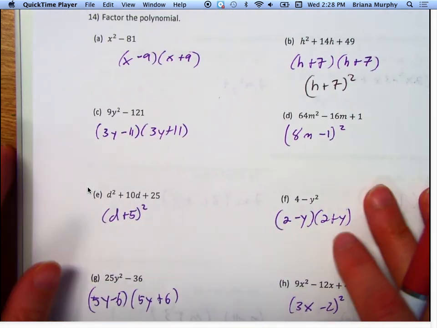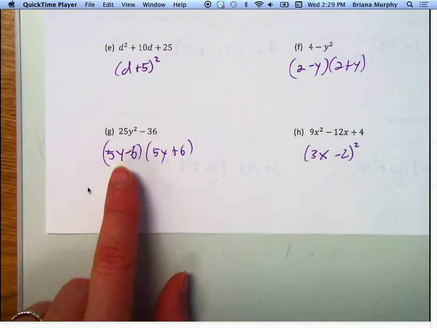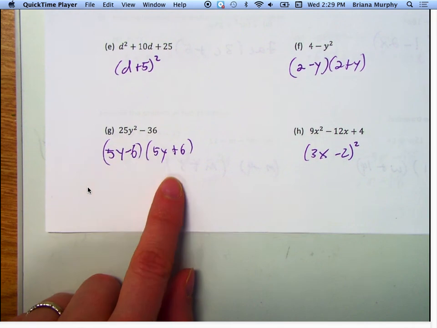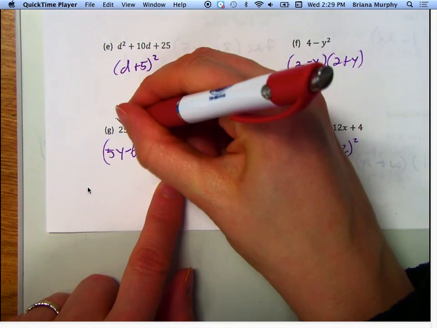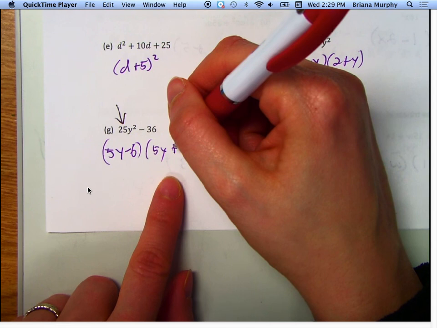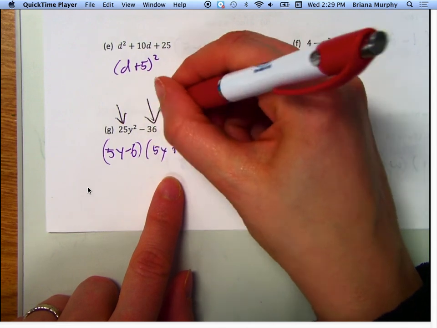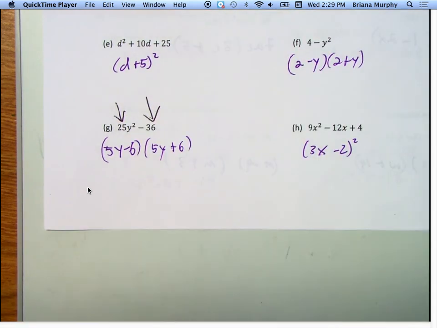14G. Okay. It's 5y minus 6 and 5y plus 6. 25 is a perfect square, so I knew that was 5y and 5y. 36 is a perfect square, so I knew that was 6 and 6. One positive, one negative. You don't have a middle number.